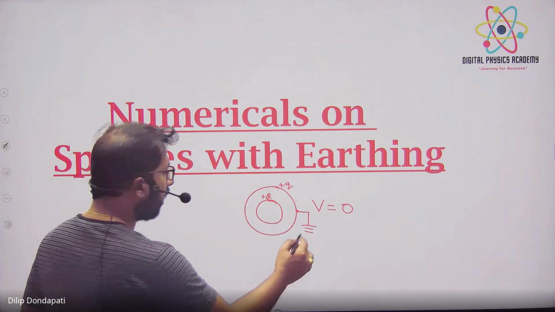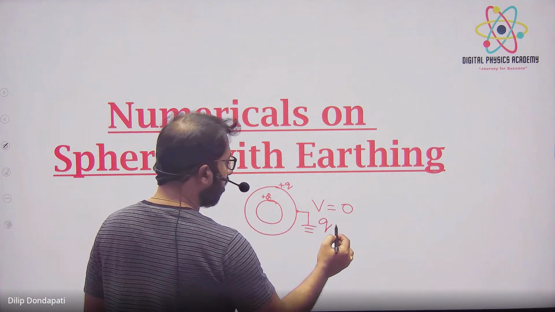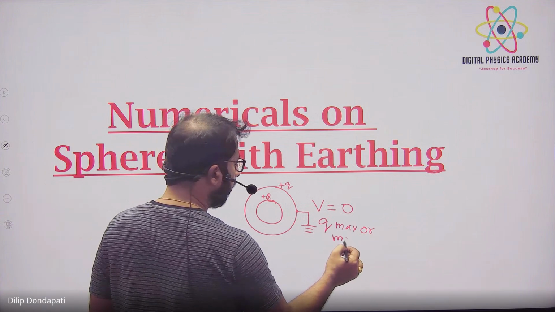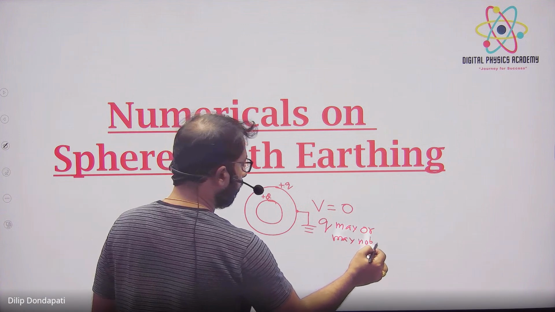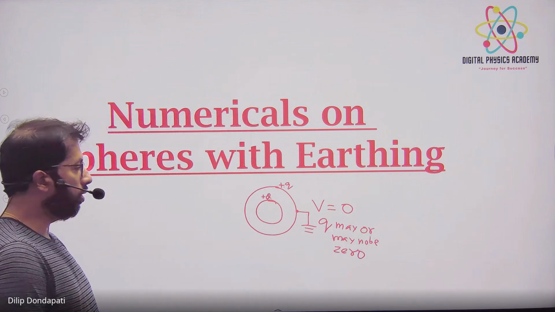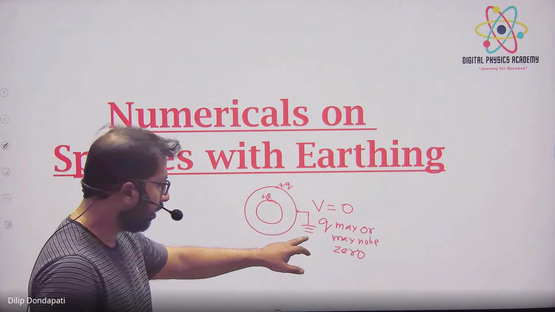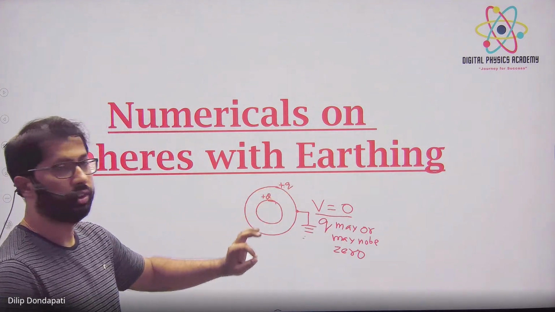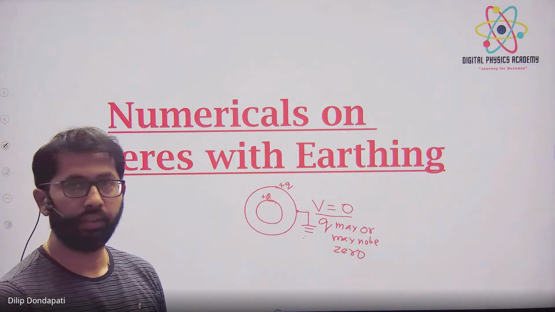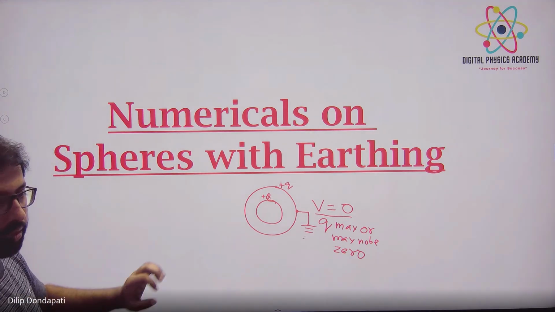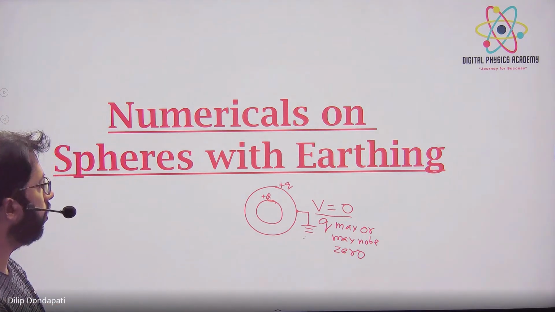But charge may or may not be 0. So one thing important, whenever you are doing earthing, the total potential on that surface is 0. That is important. Okay. Now ये concept use करके, potential का concept use करके, we will do the numericals.